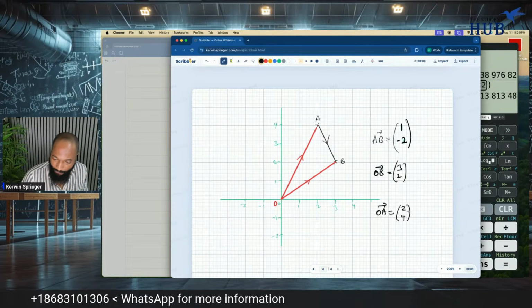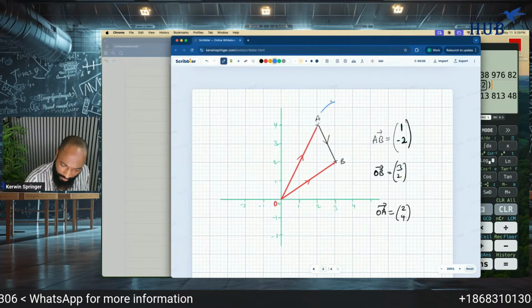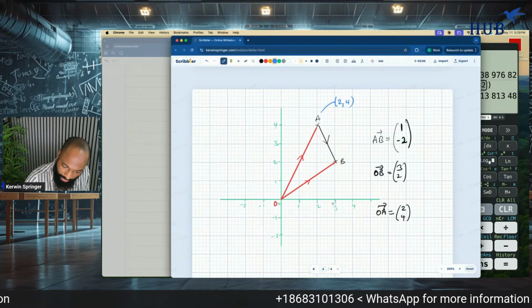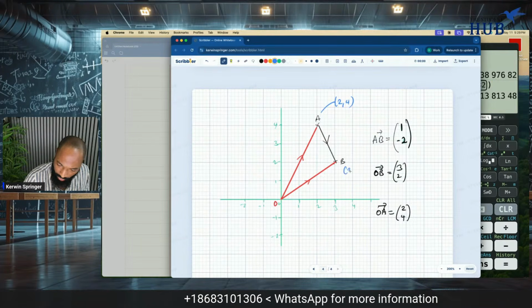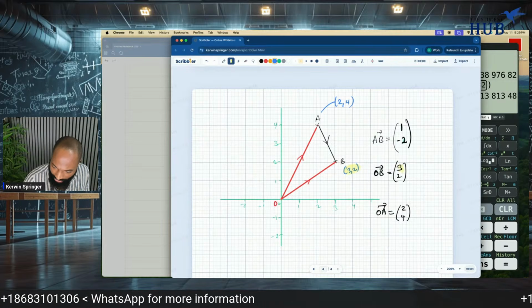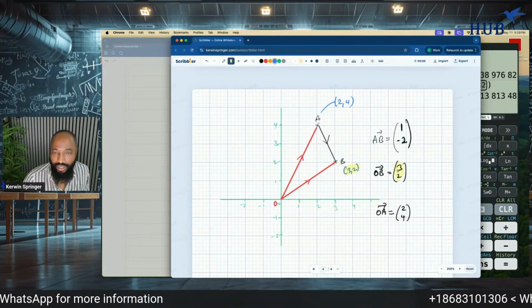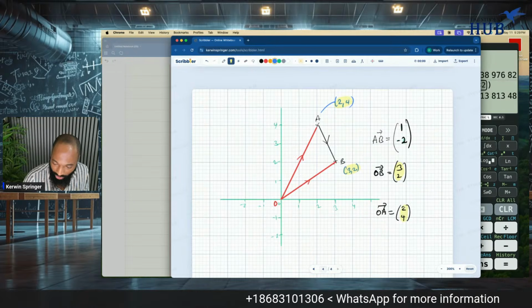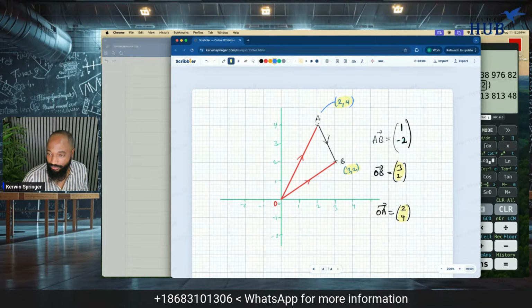OA is (2, 4). Sorry, just for kicks, what are the coordinates of A? This is found on (2, 4). What are the coordinates of B? (3, 2). Do you realize something familiar here between the coordinates and the vector itself? Yeah. The position vector is actually the coordinate written in a vertical format.